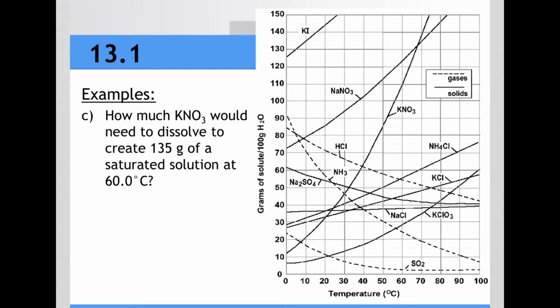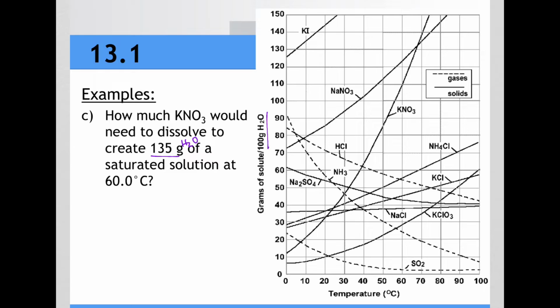So what about C? It says, how much potassium nitrate would you need to dissolve to create 135 grams of a saturated solution? Now, we're going to assume here that our 135 grams is actually the mass of water. Technically, we could reword this question instead to say, how much would you need to dissolve to create a saturated solution with 135 grams of water? But we'll clarify that for you on a test or a quiz, okay? But the issue is, this whole graph is based on 100 grams of water.